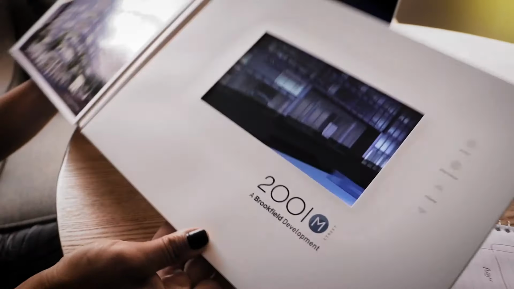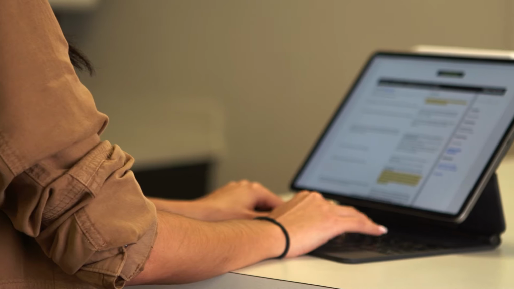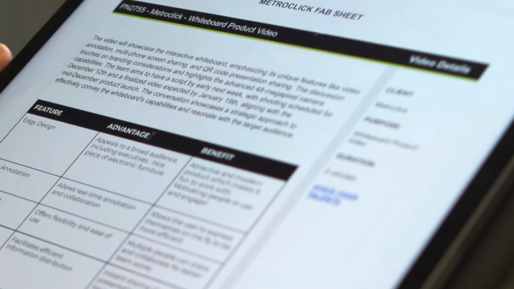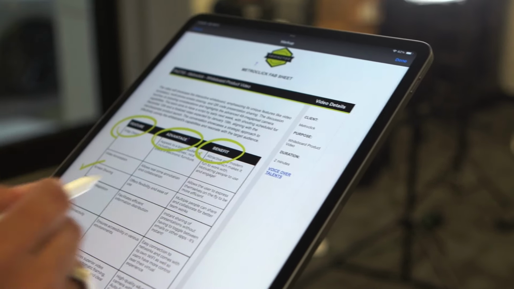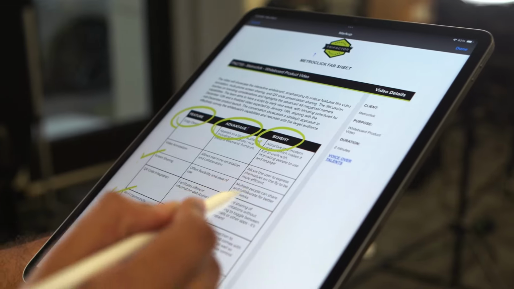Before we started working on any sort of a script, we really needed to nail down what features did we want to focus on that were going to directly compete with other whiteboards in the marketplace. So we put together something called a FAB Sheet. This FAB Sheet is going to give the client the ability to articulate, okay, what features do I want to include in this video? What are the advantages and the benefits of those features? That FAB Sheet is unique to us here at Trifactor.